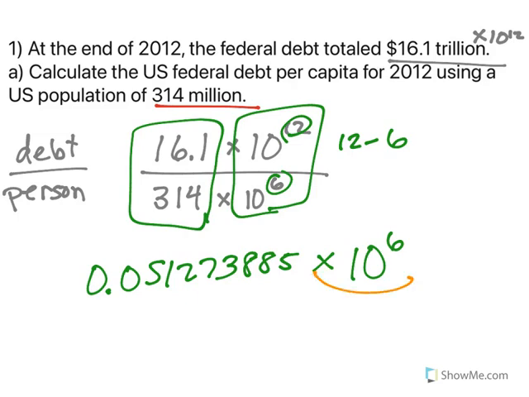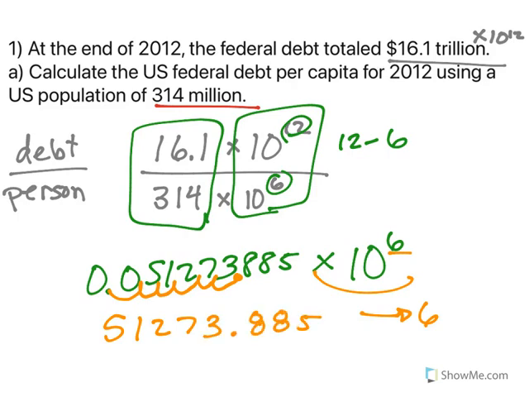Times 10 to the 6th means move your decimal to the right 6 places. Because our exponent is positive, our number should look bigger, right? So this main portion here, when we move the decimal, because our exponent is positive, should look bigger. So I'm going to move it to the right. 1, 2, 3, 4, 5, 6. So the new placement for my decimal is going to be between that 3 and the 8. Now, because we're dealing with money, we'll round to the nearest hundredth. So 5 tells me to round up.